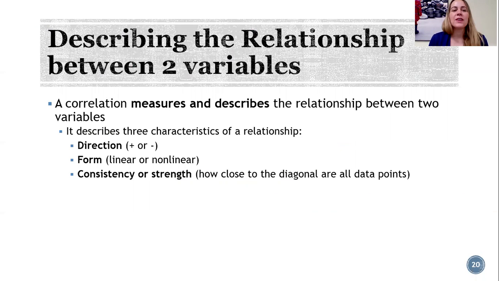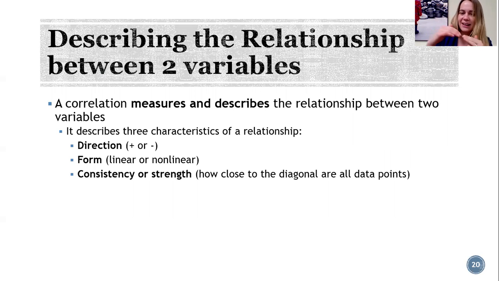So like we said in the last video, a correlation measures and describes the relationship between two variables that are measured in a more continuous way. And we can describe that relationship in three different ways. We can talk about the direction of the relationship, whether it's positive or negative. We can talk about the form or the shape of the relationship, in particular, whether it's linear or nonlinear. And we can talk about how consistent or how strong that relationship is.